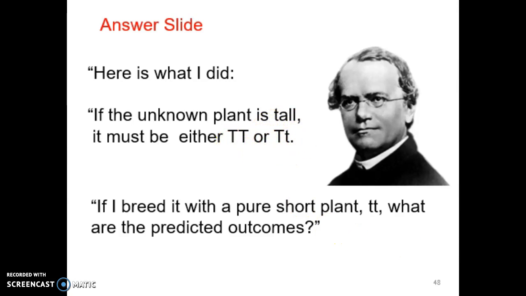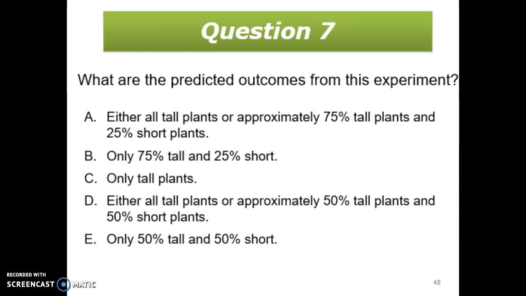If I breed it with a short plant, which is recessive, homozygous recessive, what are the predicted outcomes? This is how Mendel questions himself. And then he carries out the experiment based on that question and he looks at the results. What do you think the predicted outcomes from this experiment will be? Think about this, pause the video, write down the answers, and then move on.